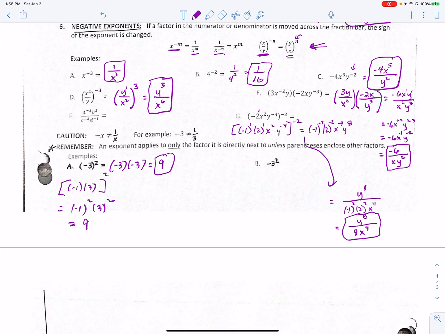But in part B, the negative is not being raised to the second. That negative, I could write it like this if I wanted to, which is the opposite of 3 times 3, which is negative 9. That is a frequently mixed up problem. And so just note that, and that's it.